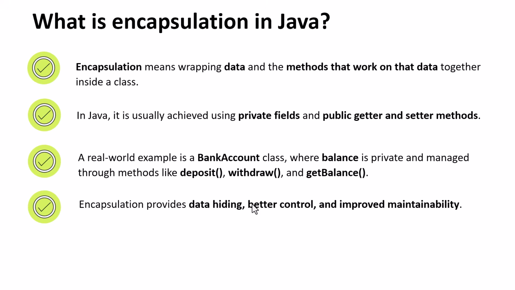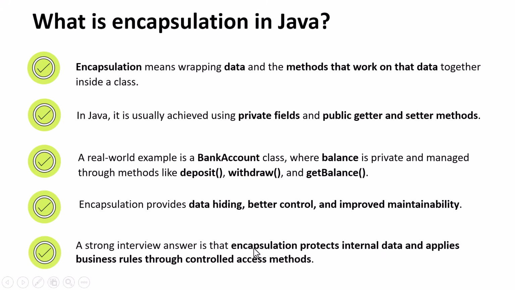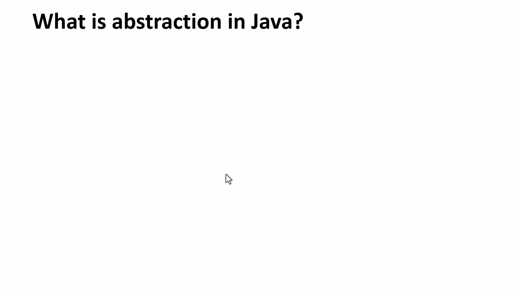Another important interview point is that encapsulation helps us enforce business rules inside methods. For example, we can prevent a negative deposit or invalid withdrawal because all updates go through controlled methods instead of direct field access. Next question. What is abstraction in Java?